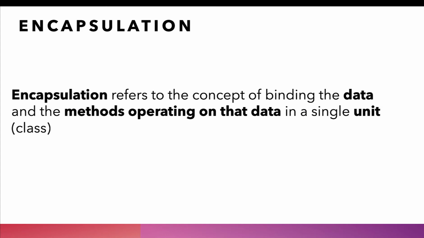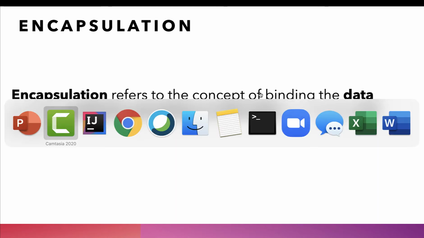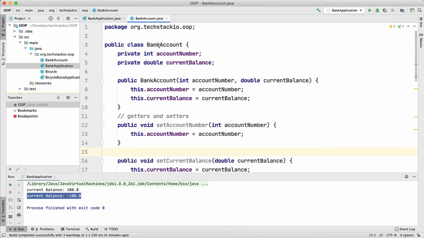Encapsulation refers to the concept of binding the data, which is nothing but fields, and the methods operating on the data in a single unit called a class. Let's take an example of a bank account. Here we have a bank account class. This class has two data fields. One is account number with data type integer. The other is current balance with data type double.